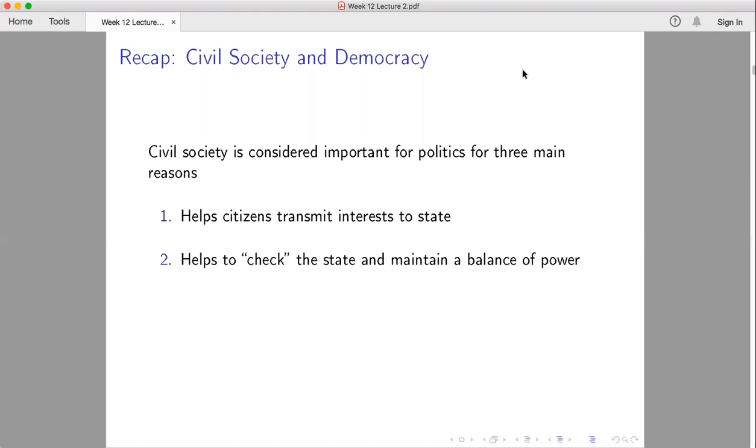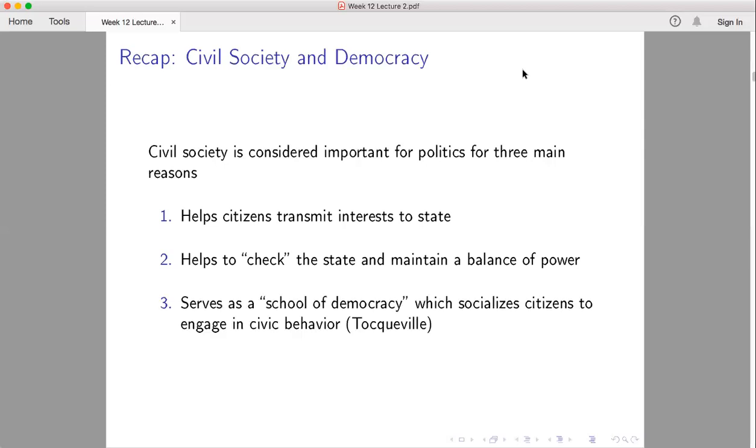When the state is acting in ways that are against the interests of citizens, civil society can act as those advocacy groups that make sure that the state is acting as it's supposed to, right? They can place pressure upon the state to choose different policies or to behave in a different way. And therefore, they maintain a balance of power between citizens and the state.